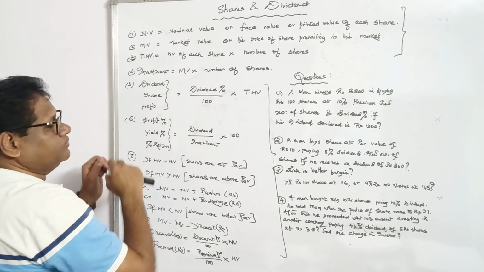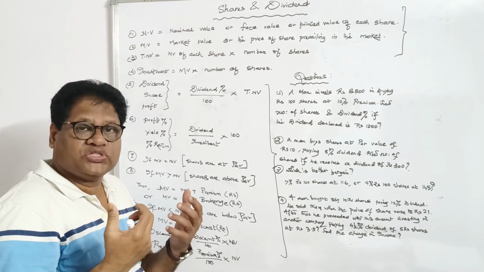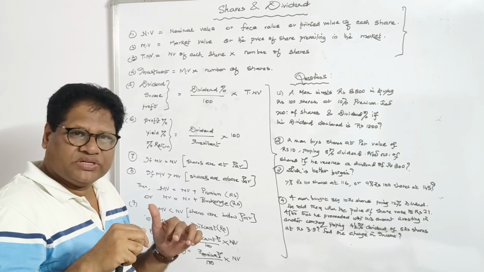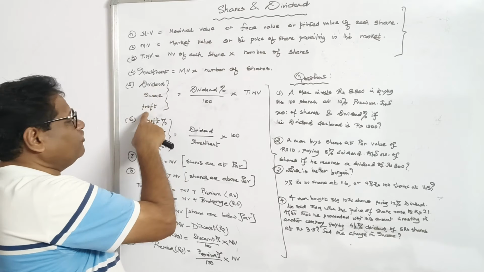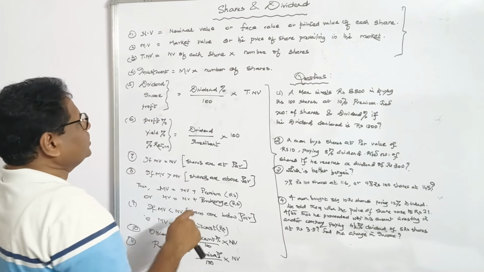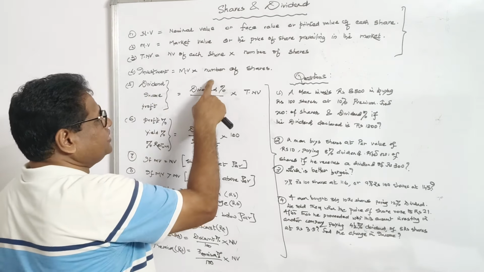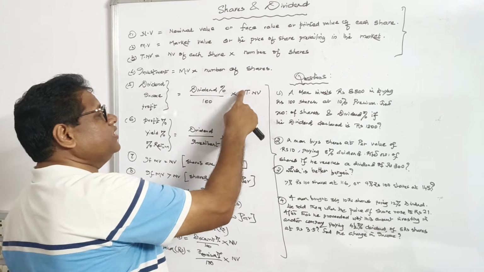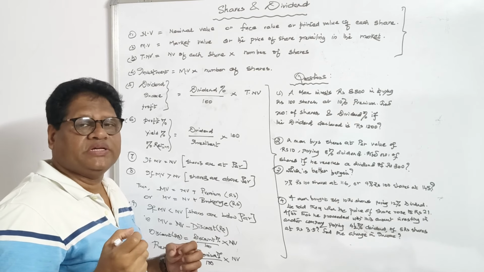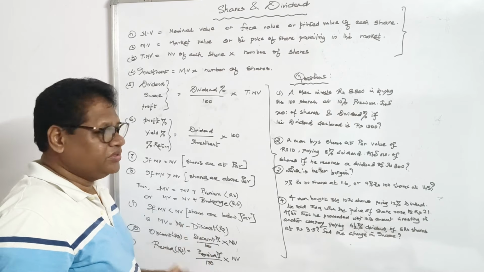Then we have the dividend, which is the source of income for the shareholder every year. At the end of the year, the company gives the dividend. Dividend, income, profit, all three convey the same meaning. The formula for dividend is dividend percent by 100 into total nominal value. That means the company gives profit on the total nominal amount received from the shareholder.